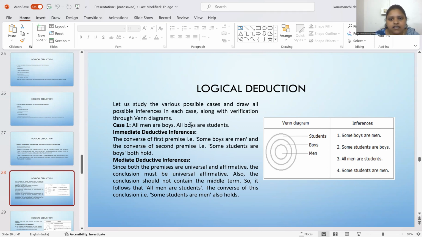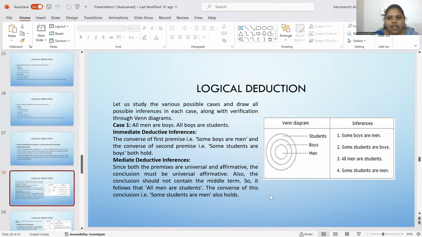Here, boys is the middle term, and boys should not come in the conclusion. Here it is universal affirmative, and we are using the quantifier all. All men are students. The converse of this conclusion is some students are men.